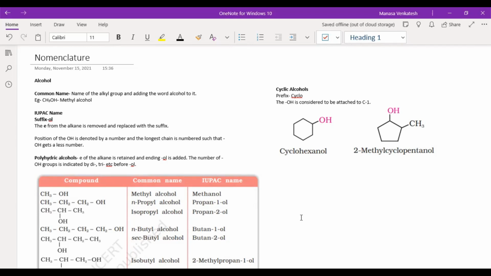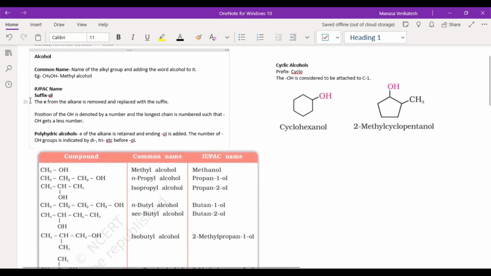For alcohols, generally the common name, that's the usual name, is the name of the alkyl group and the word alcohol is added to it. So CH3OH is methyl alcohol. C2H5OH would be ethyl alcohol. So for the common name, just the name of the alkyl group, beside that the word alcohol is added.